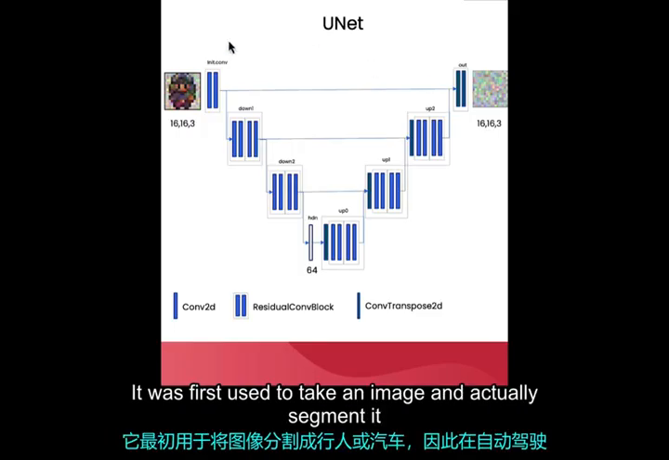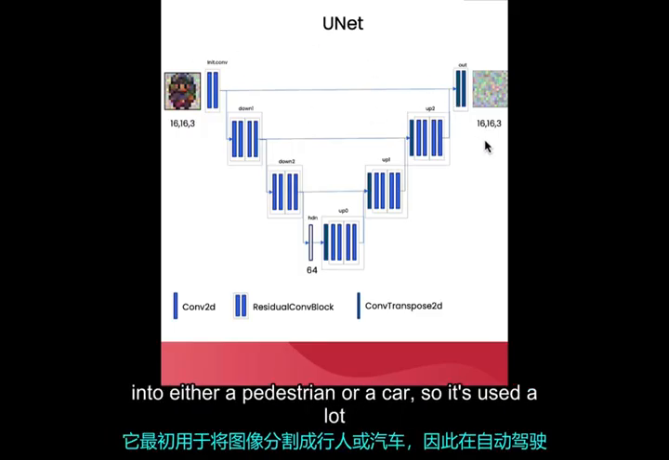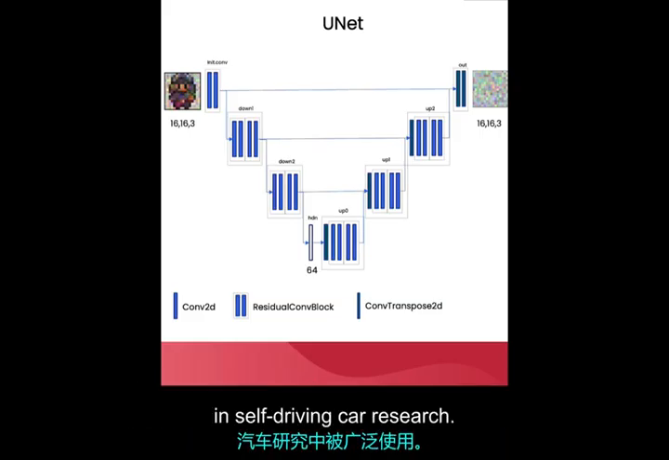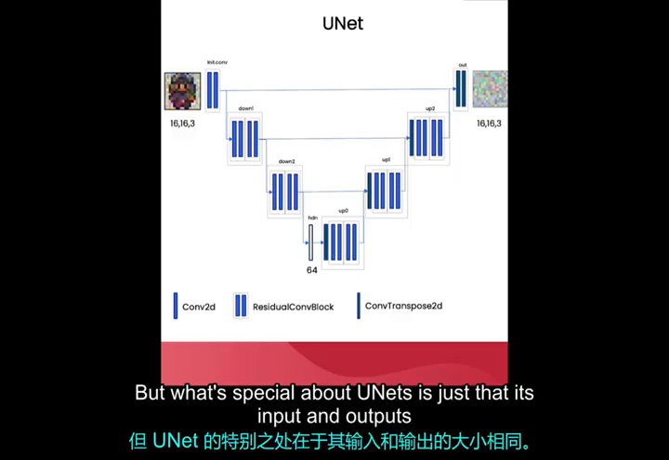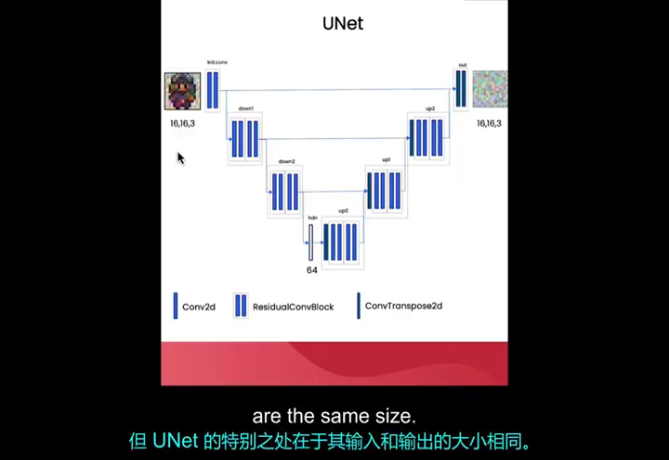U-Nets have been around for a very long time, since 2015, and it was first used for image segmentation. It was first used to take an image and actually segment it into either a pedestrian or a car, so it's used a lot in self-driving car research. But what's special about U-Nets is just that its input and output are the same size.